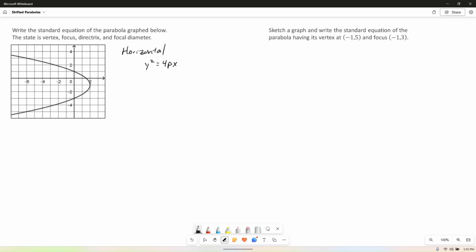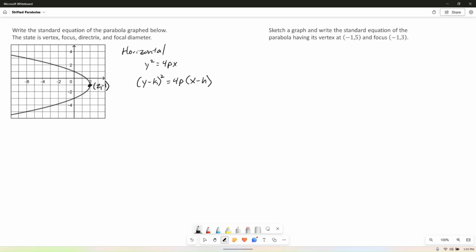If we look at the graph we're given, the vertex is not at the origin. The vertex is actually at the coordinate 2, -1. So we can't use just y squared equals 4px. We have to account for the fact that it's been shifted. And so the standard conic equation for a parabola that has a horizontal orientation is going to be the quantity y minus k squared equals 4p times the quantity x minus h.